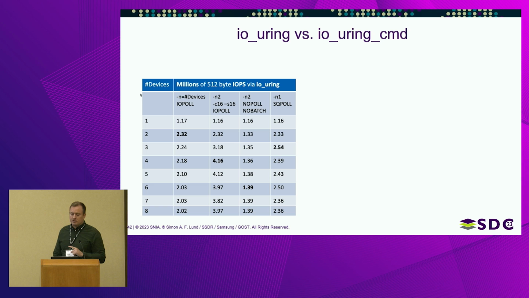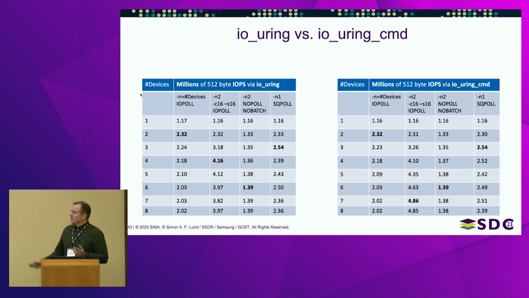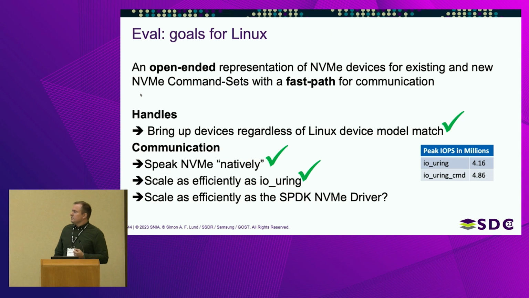So let's have a look at how iouring command stacks up to this. We're looking at basically the same numbers. However, what we see here is that we do get better scalability. Instead of 4.16, we have 4.86 million IOPS. So as an evaluation of the goals for Linux, on how we can do these things differently using the existing infrastructure and contributing to the Linux open ecosystem, we got the devices, we can speak natively, and we can do so as efficiently as iouring. There's even a small benefit of going through the iouring command infrastructure.